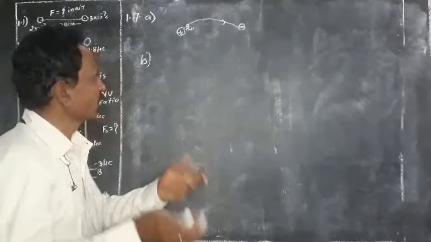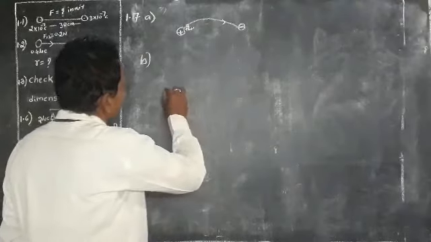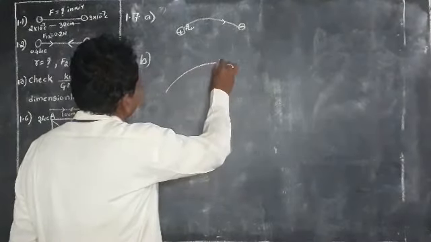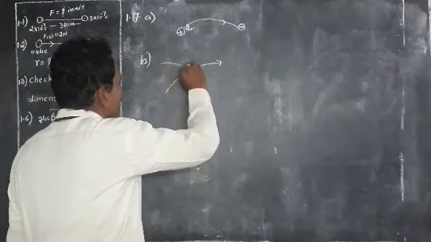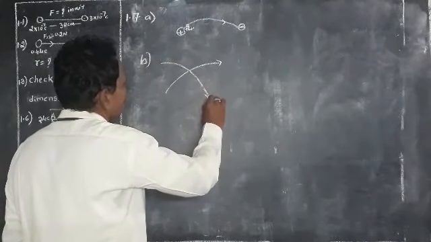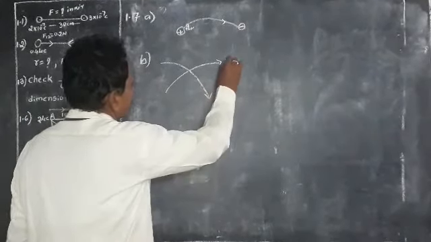And suppose they intersect. Consider two field lines. This is the first line and it is the second line. Number 1, number 2. Right? And field lines are the imaginary lines along which a test charge can move.